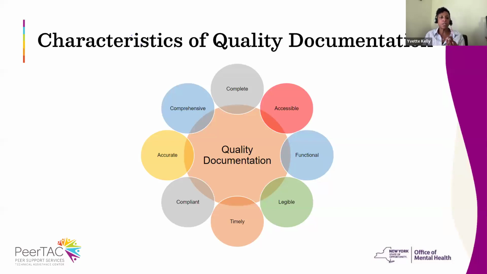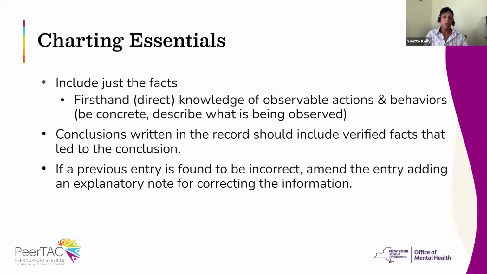In terms of characteristics for quality documentation, we talked a lot about these, which is, we want to make sure that our notes are done in a timely fashion, that they're accurate. And so here's just some fundamentals around note writing. One of the things is that you should just include the facts, right? Firsthand direct knowledge. Leave your speculations and judgments out of notes. If you saw it, if you witnessed it, include it in the note.